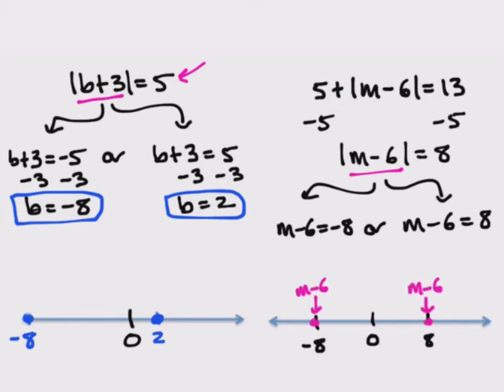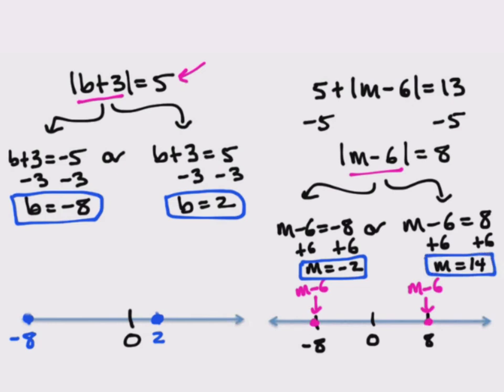Once again, we're left with two pretty simple equations that I think we know how to solve. I think we've got to add 6 to both sides of both of these equations, and we'll find our two solutions. So it appears to me that our two solutions are negative 2 and 14. And if you were asked to graph these solutions on a number line, all you'd have to do is draw in a point at negative 2 and a point at 14 on the number line.